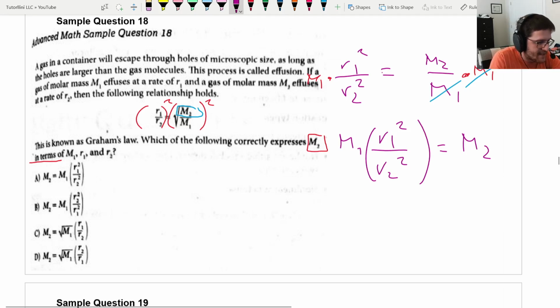I just wrote it like that because the final answer is like that. I think it's answer choice A, which is correct. You could have also combined the fraction and put it in just one numerator, m1 r1 squared over r2 squared. I don't know why they wrote it like that, honestly.